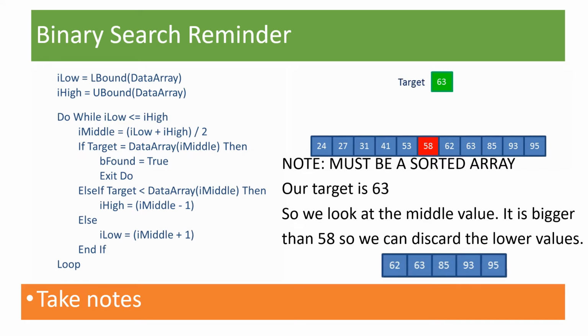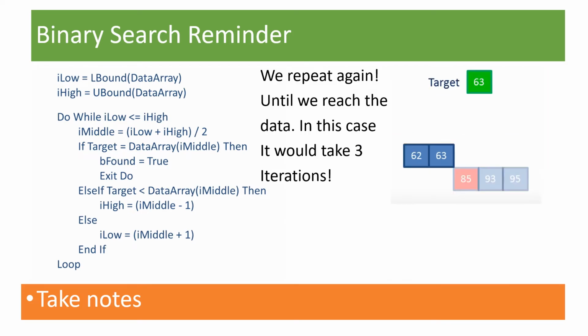Our target here is 63. We've got 10 data items. We split it down the middle, and the middle item is 58. We know that it's larger than 58, so we can discard the lower values. We're left with 62 to 95. We run the algorithm again and we repeat it until we find our value.